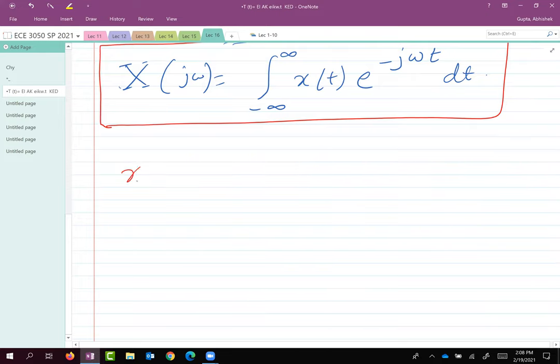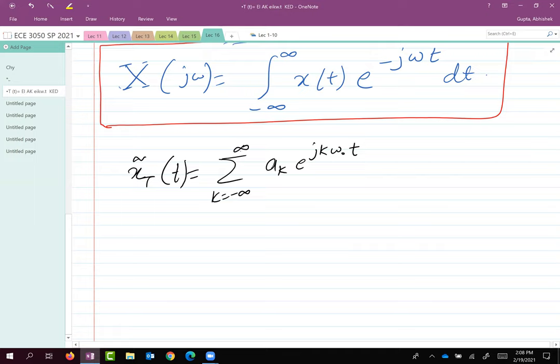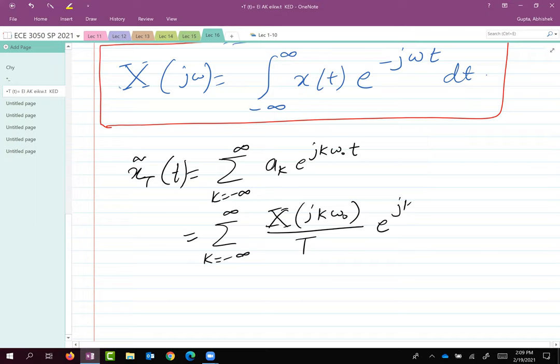Let's look at the synthesis equation now. X tilde capital T of t is the summation of a_k e raised to j k omega naught t, where k goes from minus infinity to plus infinity. It turns out that my a_k is capital X of j k omega naught over capital T, so the summation has e raised to j k omega naught t.